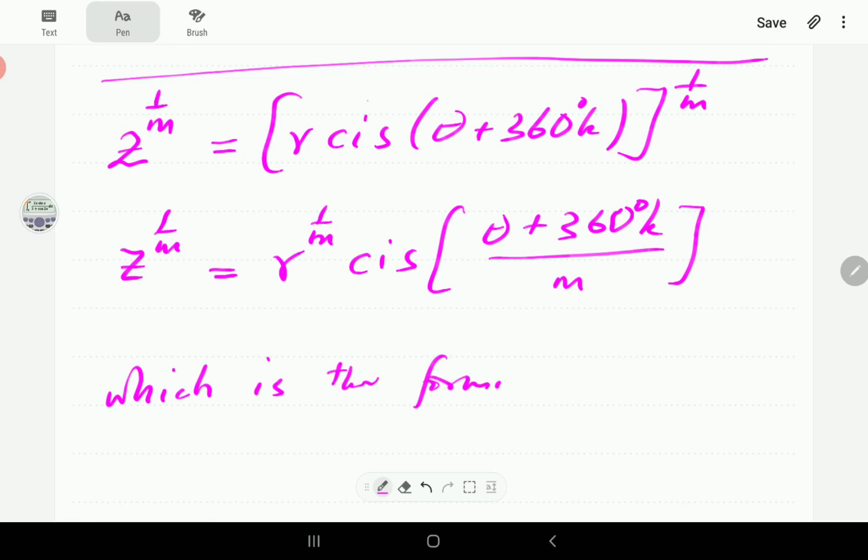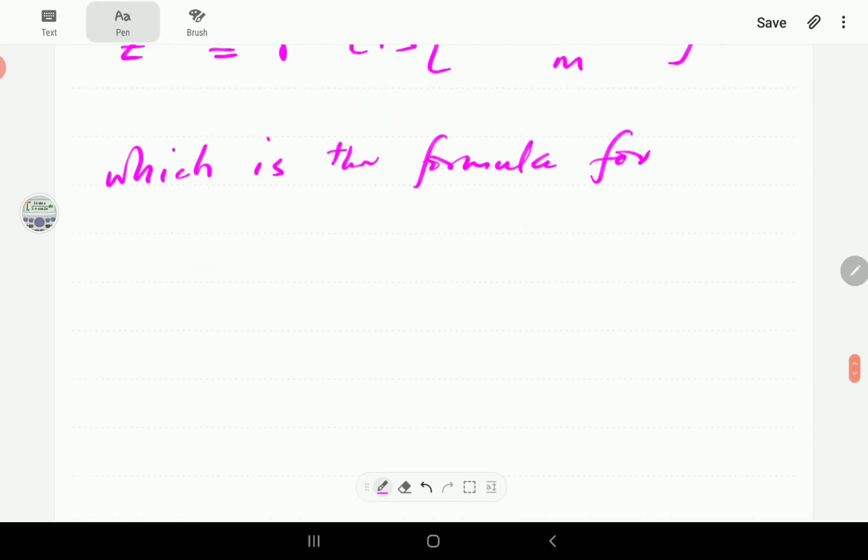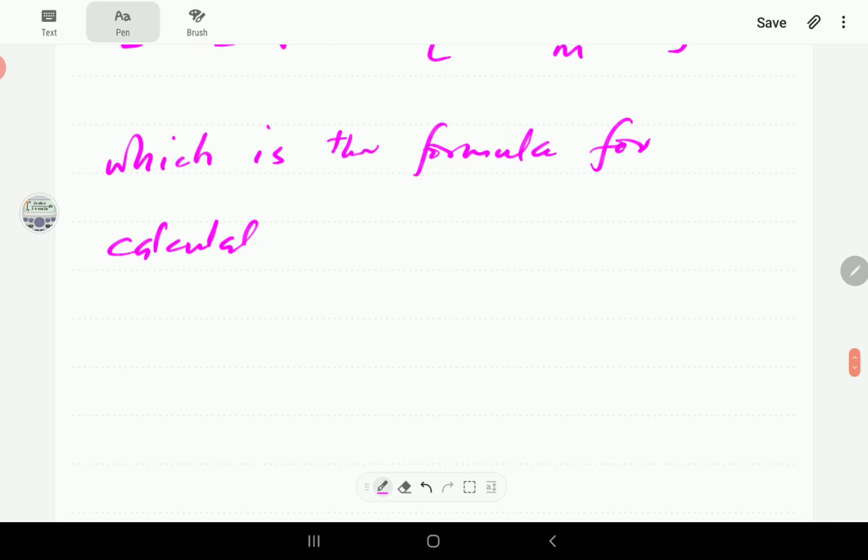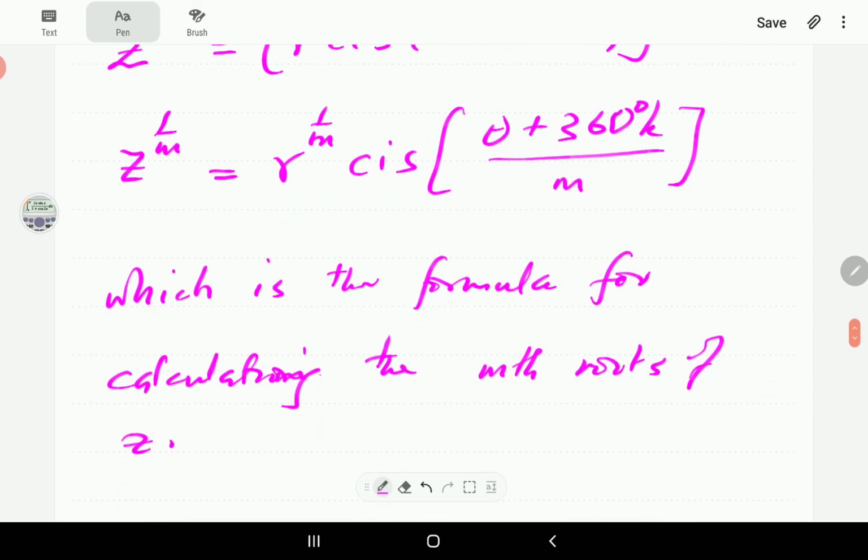This is the formula for calculating the mth roots of z. Notice that there are always going to be m roots of z. Here k we can vary from 0, 1, 2, all the way to m minus 1. But we're going to work through some examples in the next video.